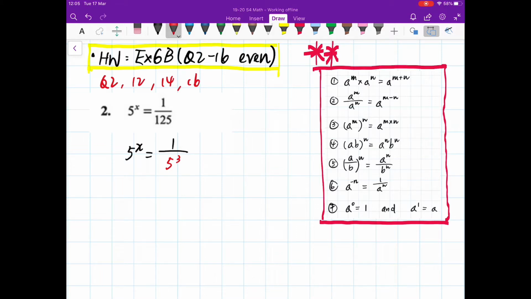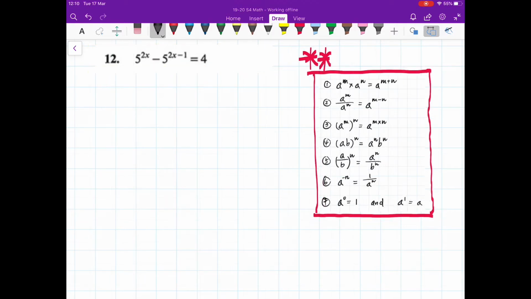But there is still a fraction on the right hand side. How can we change it? So we are going to use the rule number 6 of laws of index, so that it will become 5 to the power x equals to 5 to the power negative 3. Then as you can see, now both sides share the same base, then we just directly compare the power. So the answer is x is equals to negative 3.